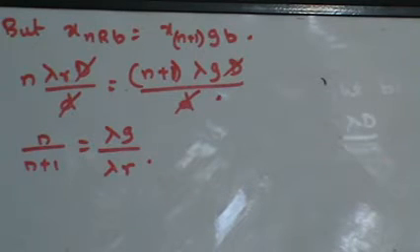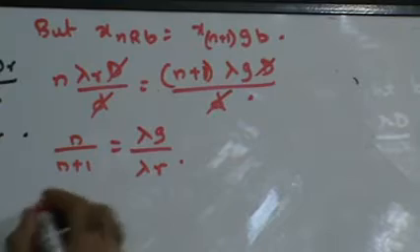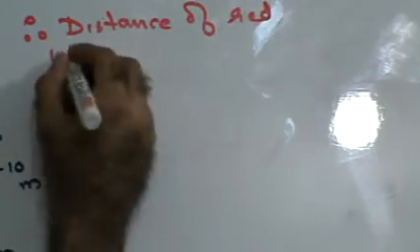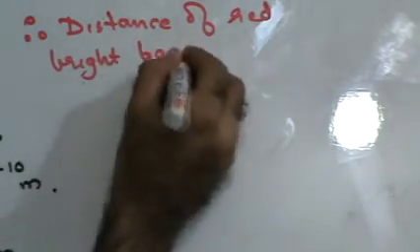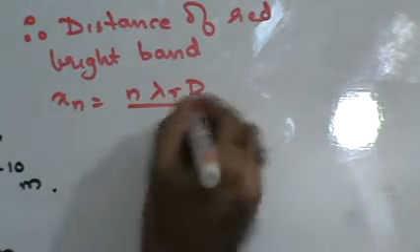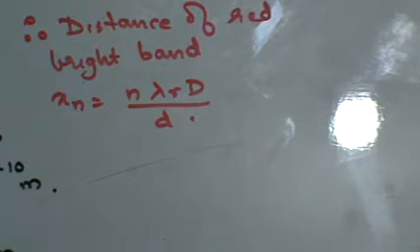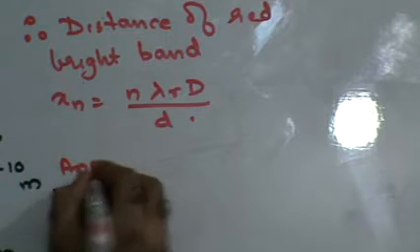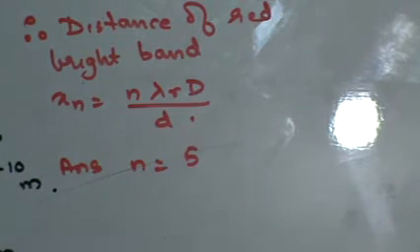Once you have n, what have they asked you to find out? They have asked you to find out the distance of the bright band from the central bright band. That means they have asked you to find out the distance of the red bright band. Therefore, distance of red bright band is going to be xn, which is going to be n lambda r d by d. Once you have the value of n, lambda r, d and d you have, you should be able to get the answer. Guys, in this sum, the answer for n that you should get is 5. I don't have the other answer that you can calculate now. Take our next sum, please.